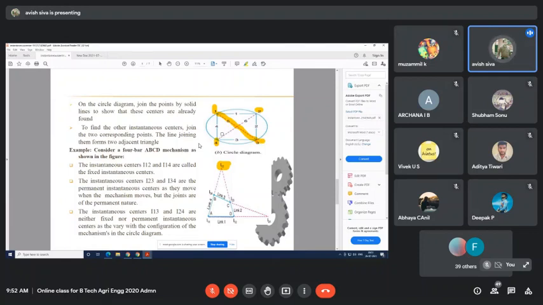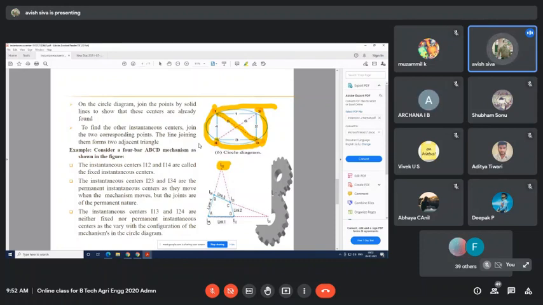Which are those two instantaneous centers? One is this one, I14, then next is this one, I34. I14 and I34 must be extended. Similarly, here also you have to do the same thing: I12, then I23.